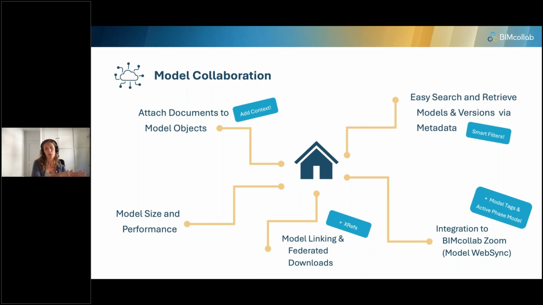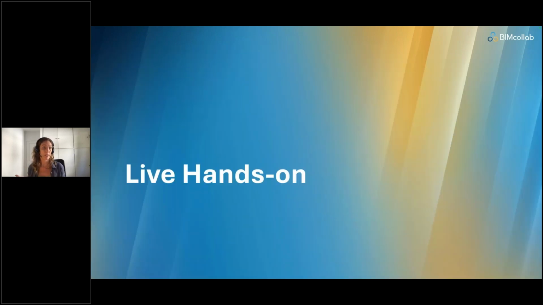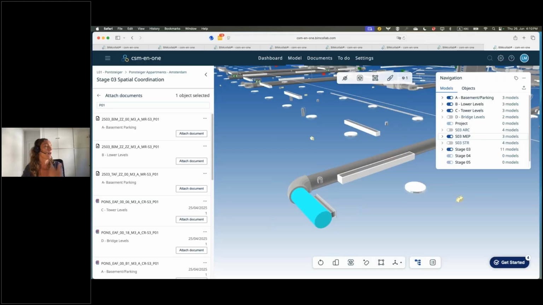So these are now the three main concepts that we looked at: structure, accessibility, and collaboration. And now I would like to walk you through how BIMcollab approaches these three topics as a whole. So we'll go to the live demo part, so we can also have the visual of what I was talking about.